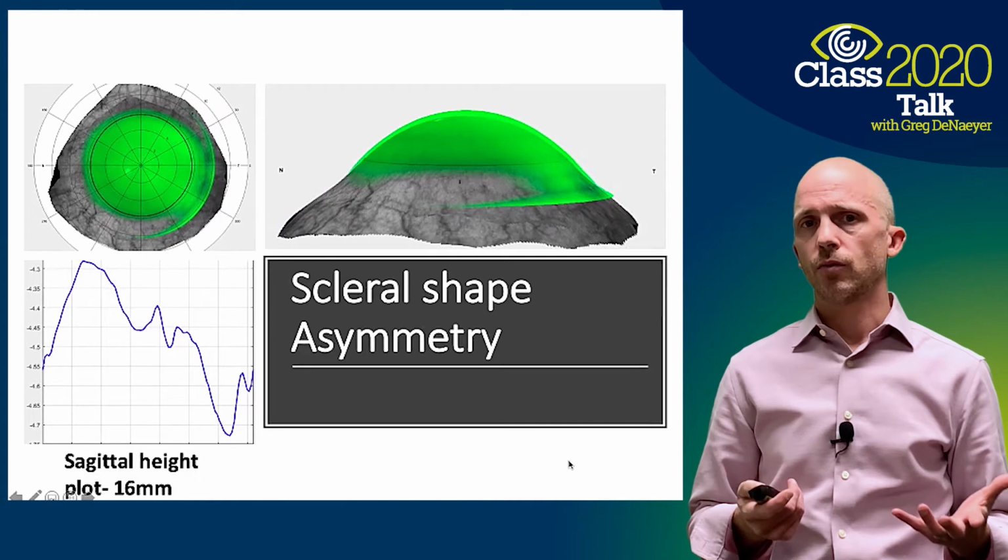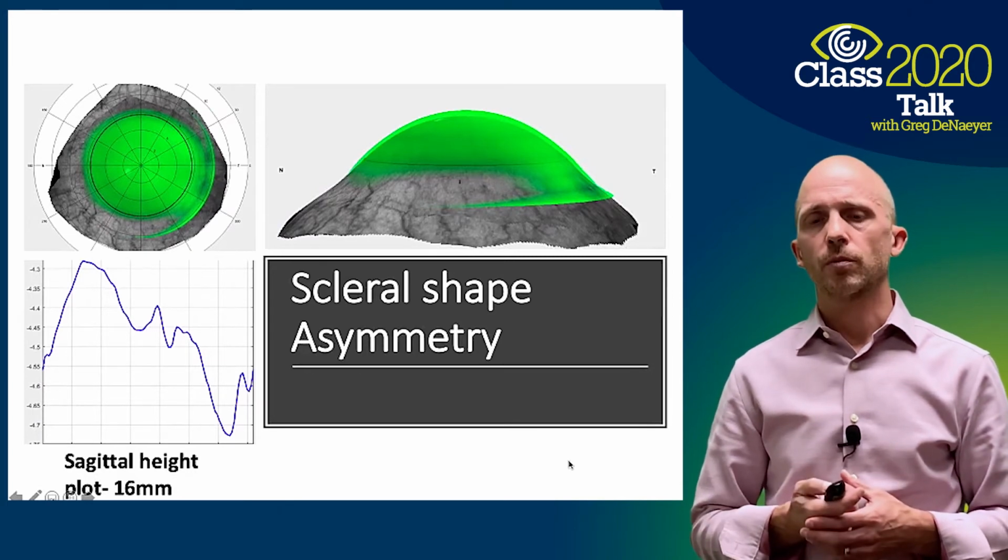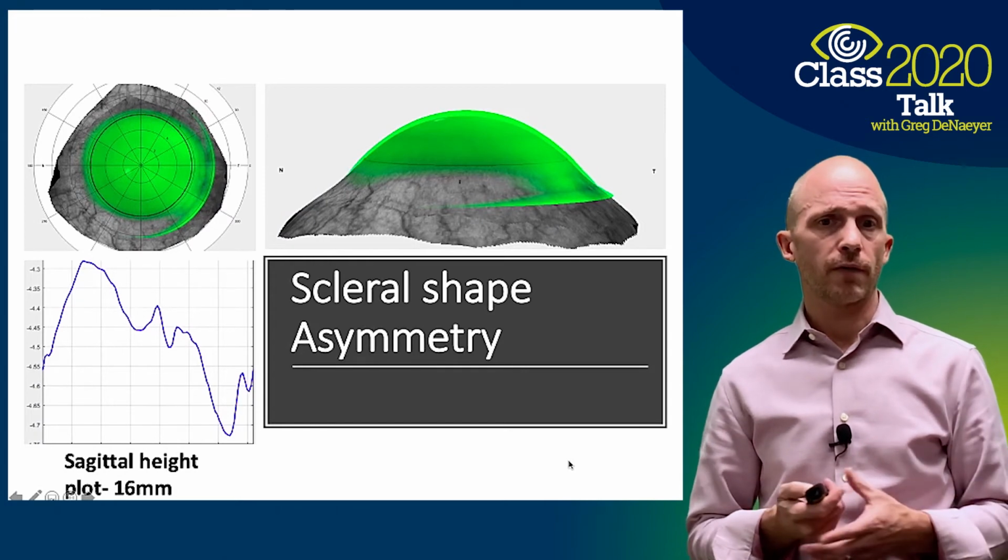So like the last patient, we do corneal topography, corneal scleral topography. And like the last patient, his sclera happens to be fairly asymmetric.